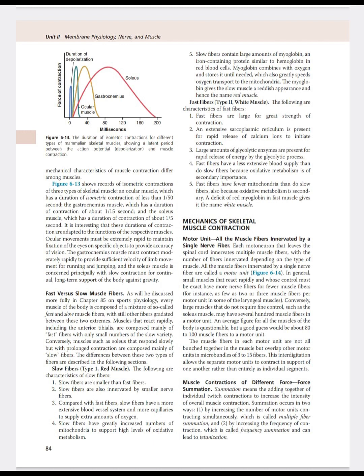A muscle contraction of different force summation, that is under the heading mechanics. So summation means adding together of individual twitch contraction to increase the intensity of overall muscle contraction. Summation occurs in two ways: by increasing the number of motor units contracting simultaneously, which is called multiple fiber summation, and by increasing the frequency of contraction, which is called frequency summation, and can lead to tetanization.